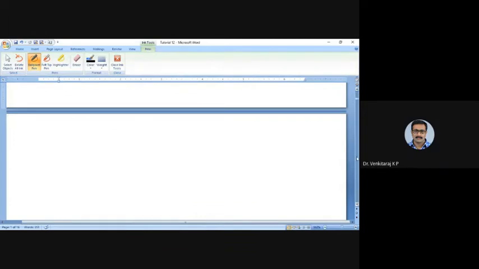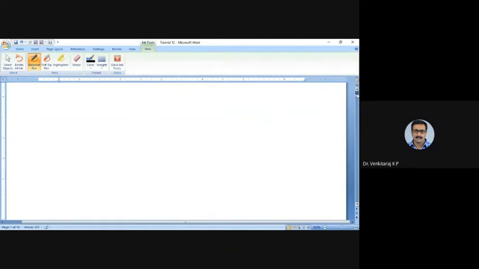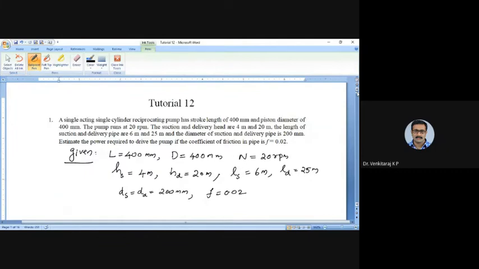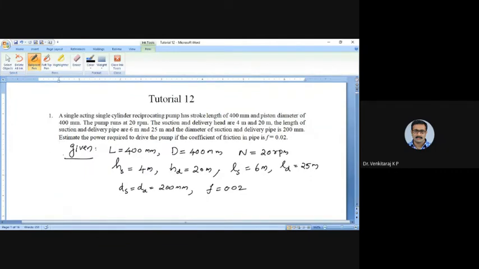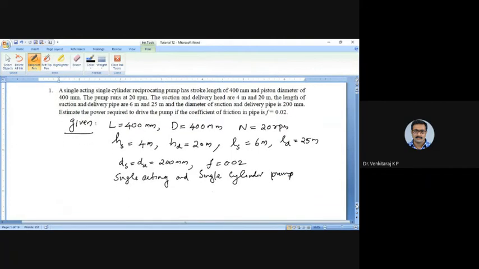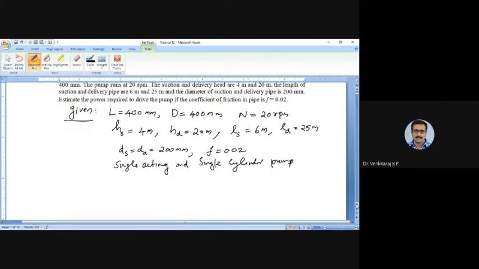These are the data specified for the pump, and it is a single acting. Also we can write here, this is a single acting and single cylinder, only one cylinder. So these are the known data that are related to the pump.